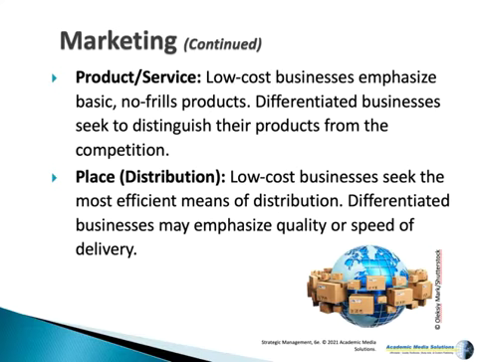Well, here low-cost businesses tend to seek the most efficient means of distribution, even if it takes a little bit longer, the key driver here being the cost of the distribution. Differentiated businesses may emphasize the quality or speed of delivery. And I think in terms of some of the exercise equipment you might see advertised online or on TV infomercials, often it's very expensive and they deliver it to your door.